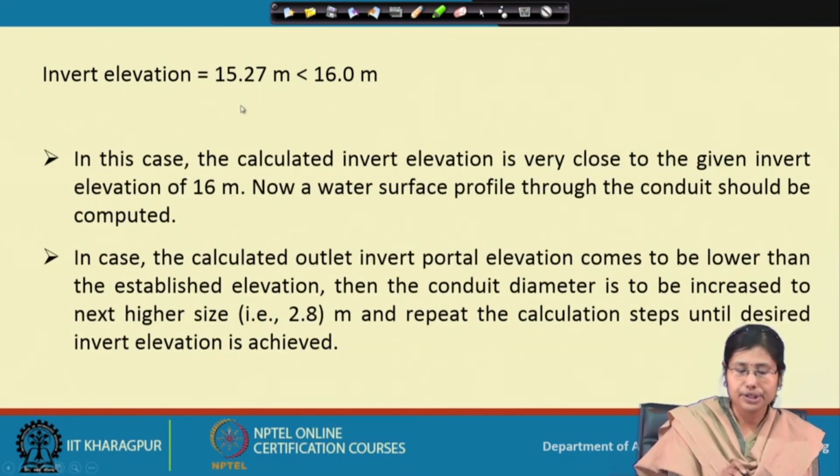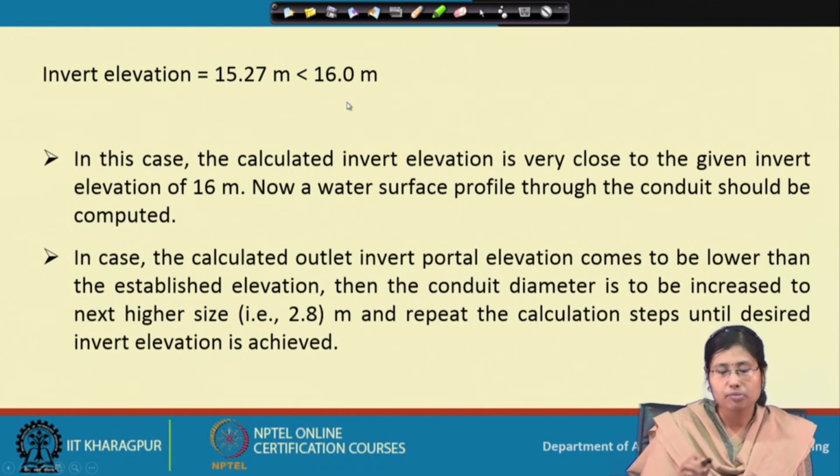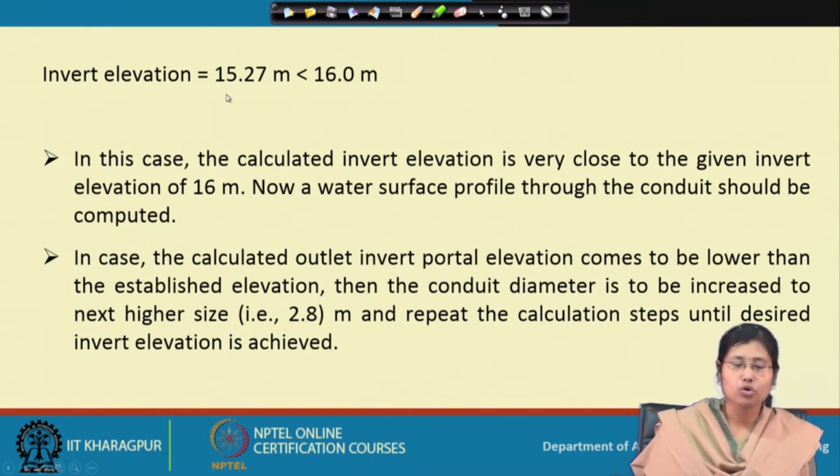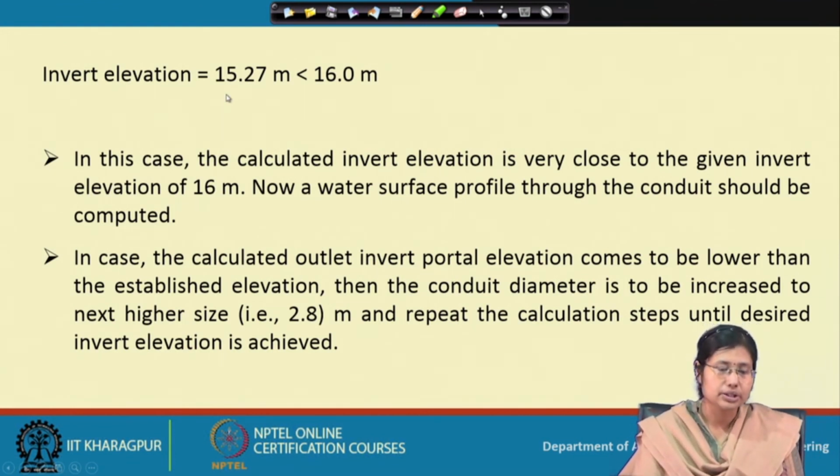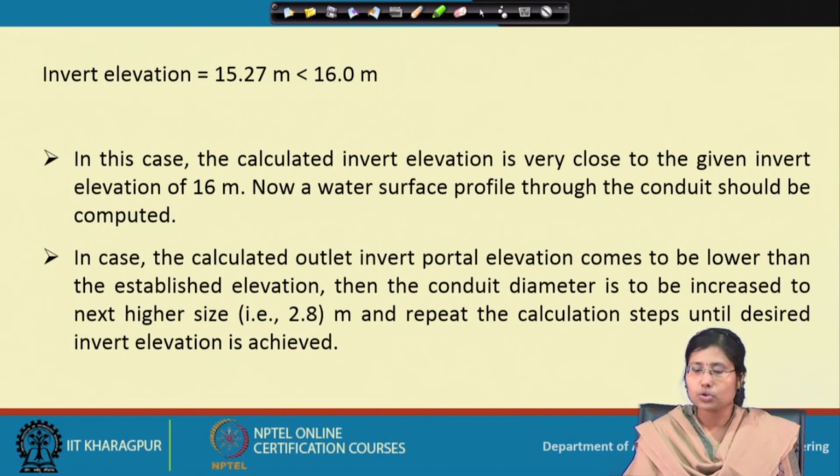Now, the invert elevation given in the design problem is 16 meter, which is very close to 15.27 meter. So, in this case the design was accepted. The calculated invert elevation is very close to the given invert elevation of 16 meter.